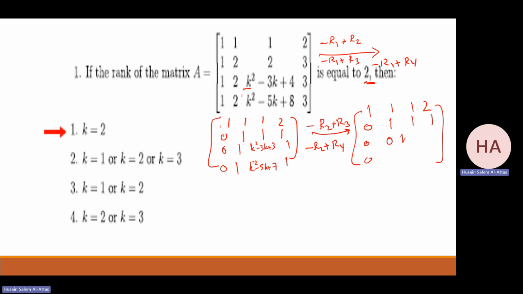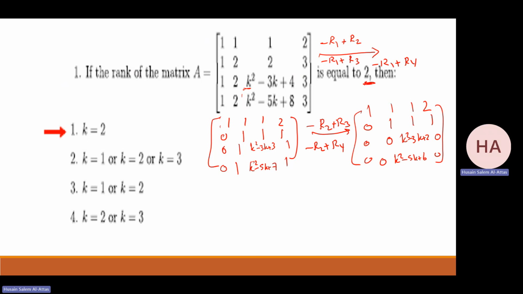Minus 1 and add, that will be k squared minus 3k plus 2. Minus 1 and add, that will be 0. Minus 1 and add, that will be 0. Minus 1 and add, that will be k squared minus 5k plus 6. And that will be 0. Okay. Now it's in echelon form, or almost.